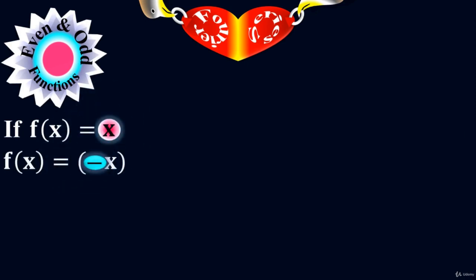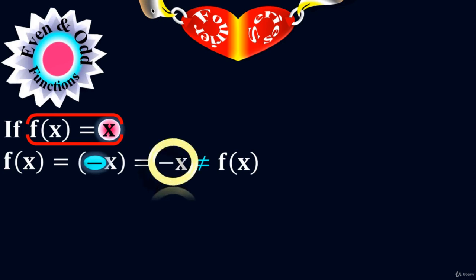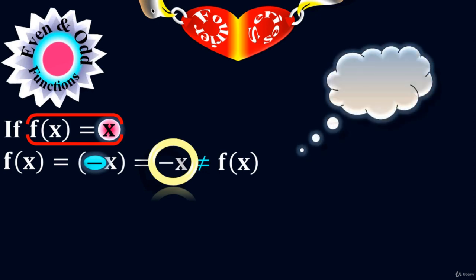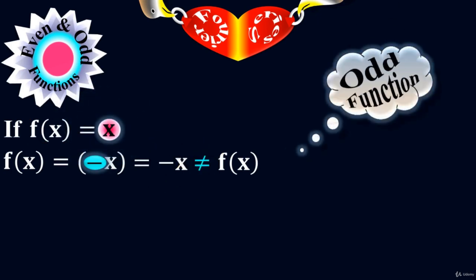If the function f of x equals x, and I multiply x by minus, it equals minus x, which is not equal to f of x. My function is x here, but when I multiply it by minus, it equals minus x, which is something different, because my original function is plus x, not minus x. Therefore, it is an odd function. So x is my odd function here.